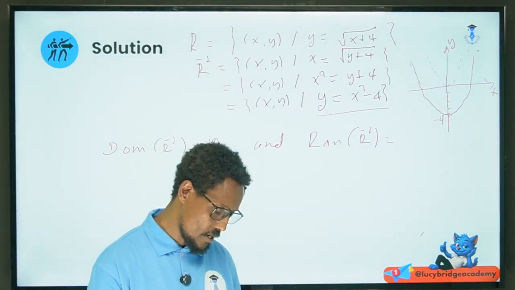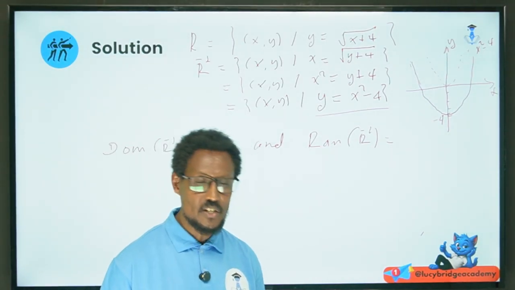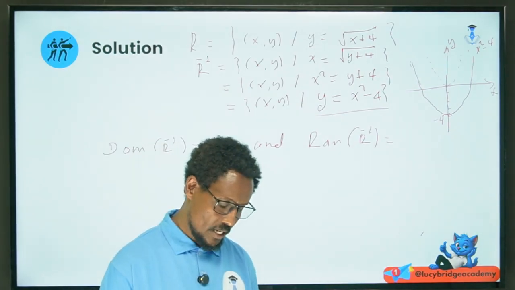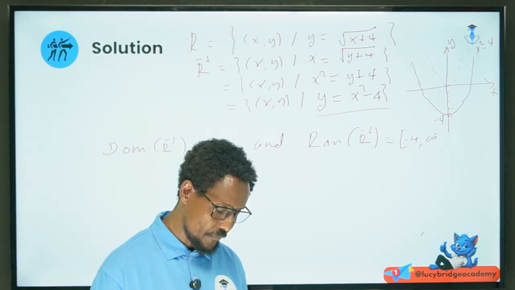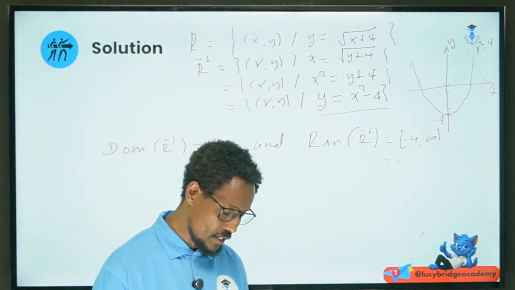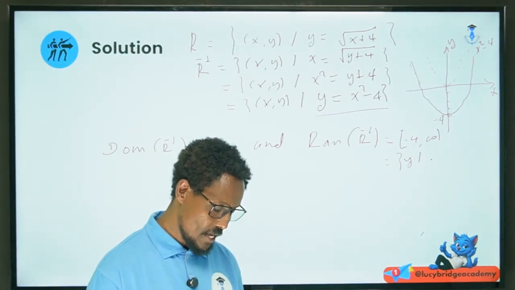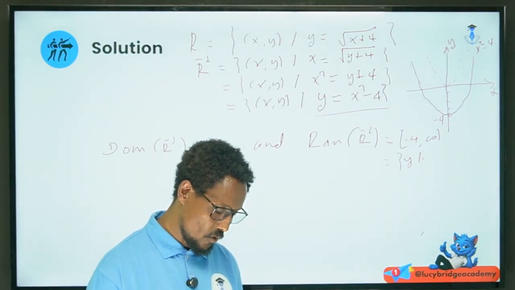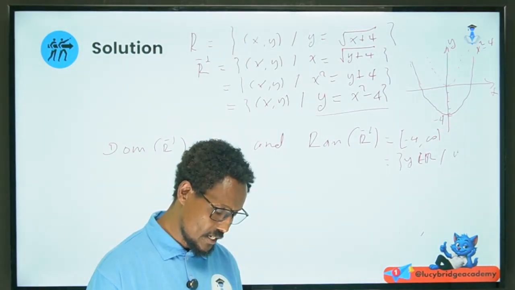So this is x squared minus 4. As you see, the range is greater than or equal to negative 4. So the range is from negative 4 to positive infinity, right? Or sometimes it can be written as y such that y is an element of the real numbers, such that y is greater than or equal to negative 4, right?